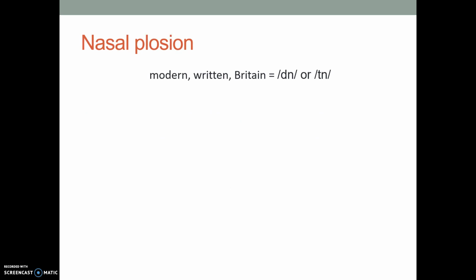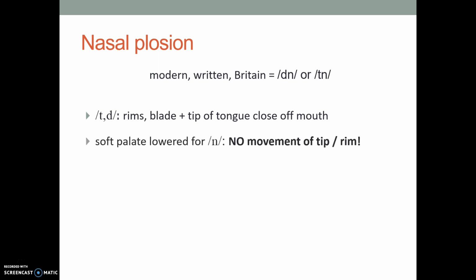The other instance of something like this is to do with the combination of t, d and the n sound in words like modern and written and Britain. In this case, the rims, the blade and the tip of the tongue again close off the mouth, just like with little and brittle. However, because you have to say the nasal sound, the soft palate is lowered, and still the tip and the rim of the tongue don't move, so there's no other way for the air to escape than through the nose. And so you say modern and Britain, written.